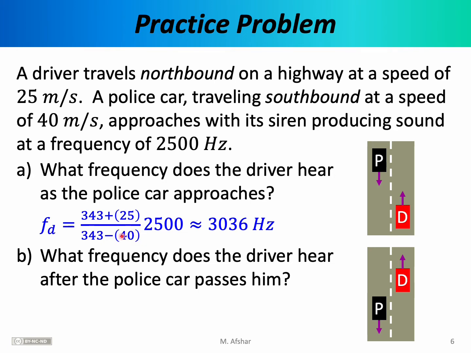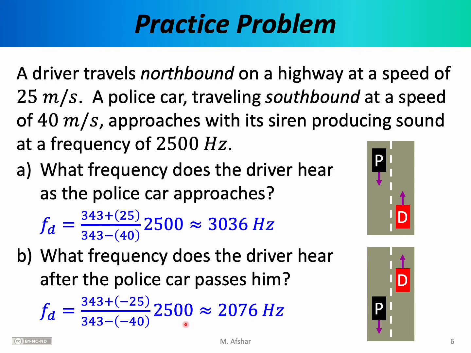The speed of the source in this context is positive 40, and the Doppler formula has a minus sign cooked into it. We can now plug all this into our calculator, and we find that the driver, in this case the detector, would hear a higher frequency as he approaches the police car. He hears a frequency of 3,036 hertz, while the police officers hear a frequency of 2,500 hertz.